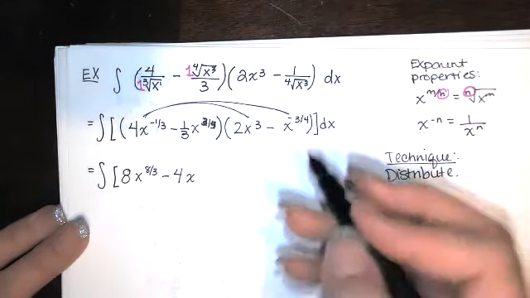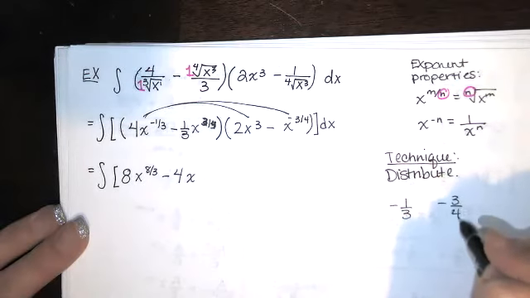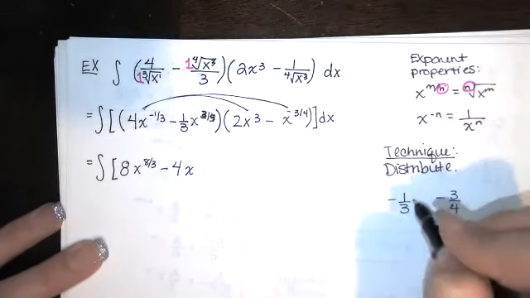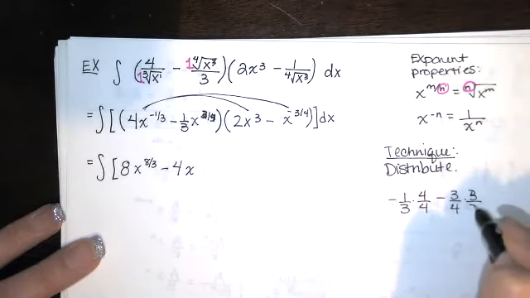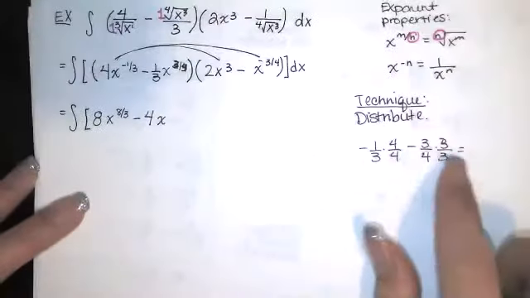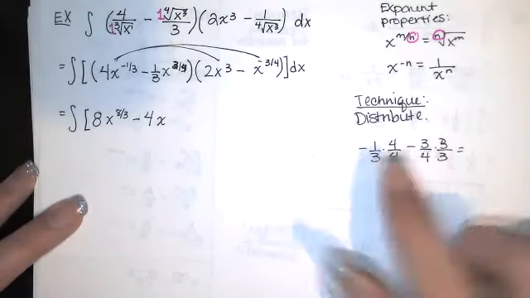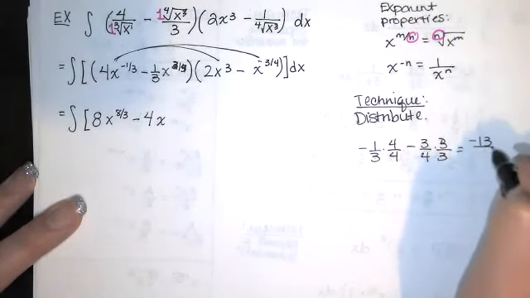I keep saying 4/3, it's 3/4. I'm so sorry. Okay, so we're here. I need a common denominator, so I'll multiply this by 4/4 and this one by 3/3. I end up with negative 9 minus 4, that's negative 13/12.